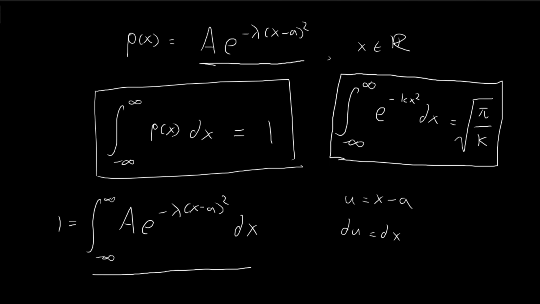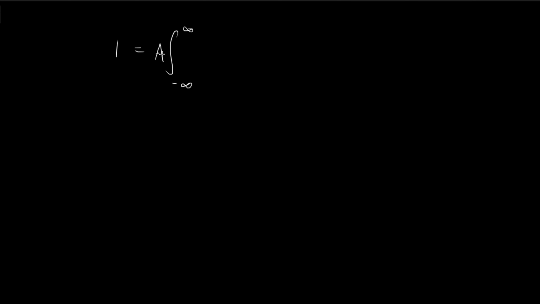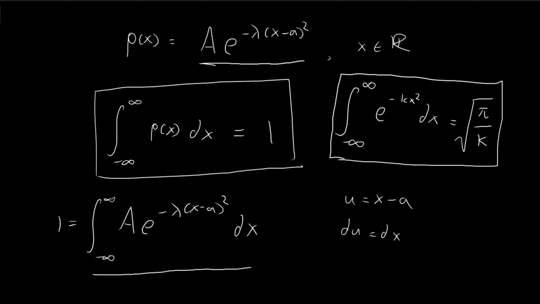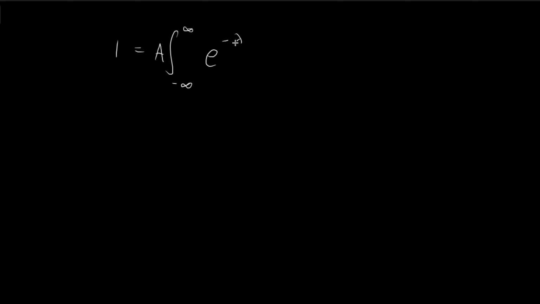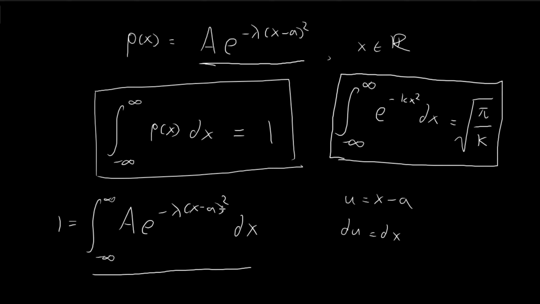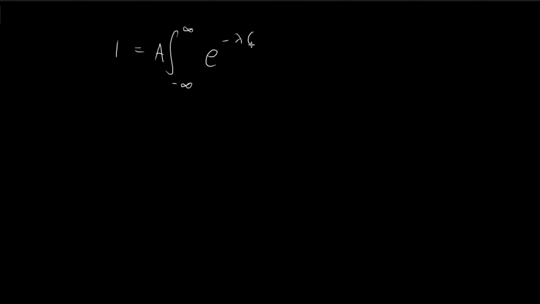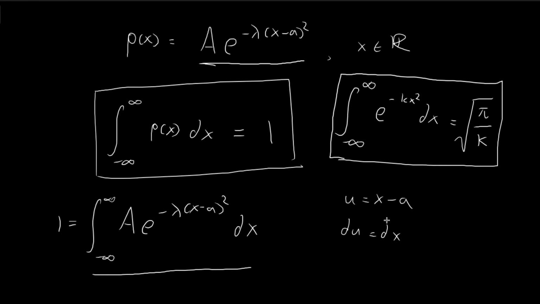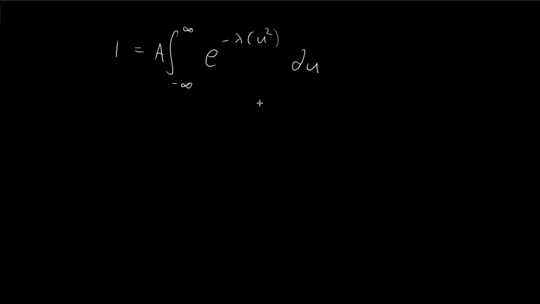For the expression inside the integral, I'll just pull out the capital A, and then you have this e expression: e to the power of negative lambda, and then instead of (x minus a) squared, we have u squared, because u is equal to x minus a. And then we have du, because we've just shown that du is equal to dx. So in the end, we have an integral that looks something like this.